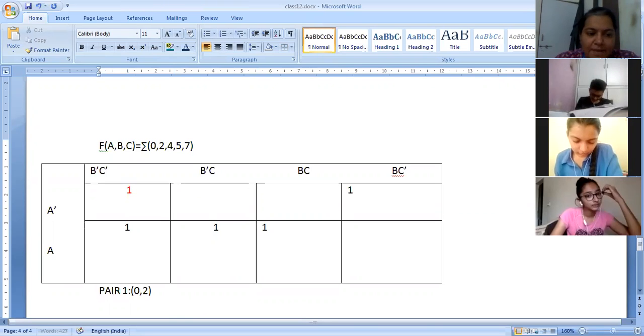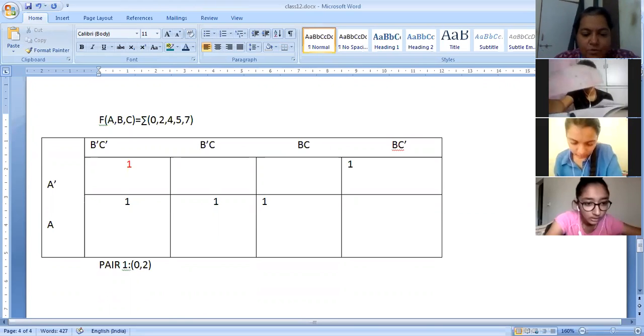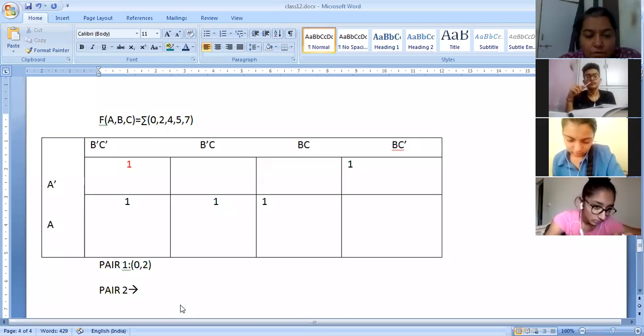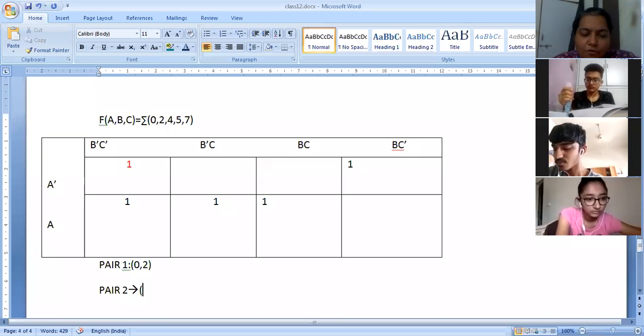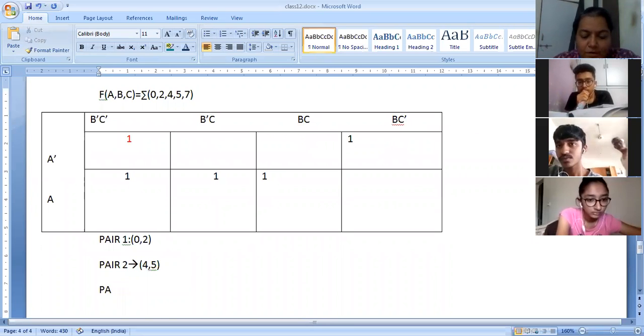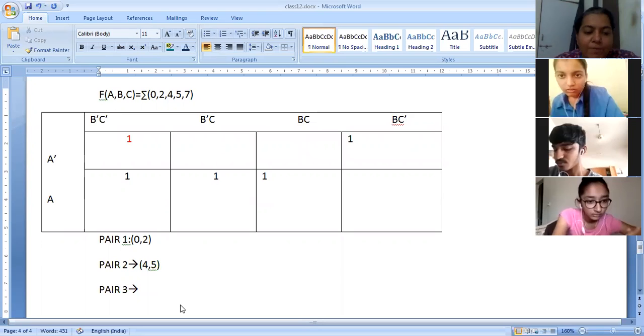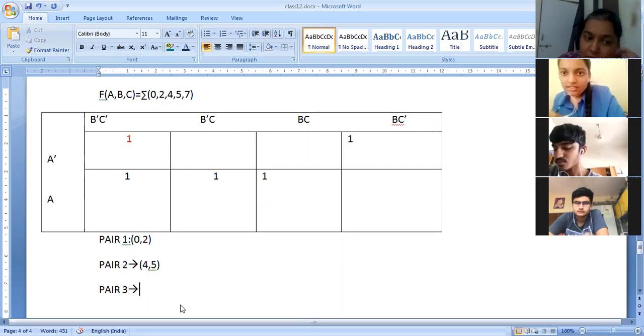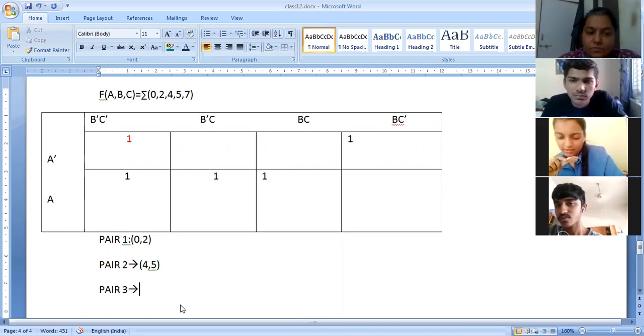0, 2 is 1 pair. Then pair 2: 0, 4 and 5. There is 4 and 5. 0, 1, 2, 3, 4, 5. Yes, 4, 5, right. Then what? 5, 7. People who are saying there will be 4 pairs, their answer is 0, 4 also. We can take 0, 4 also.